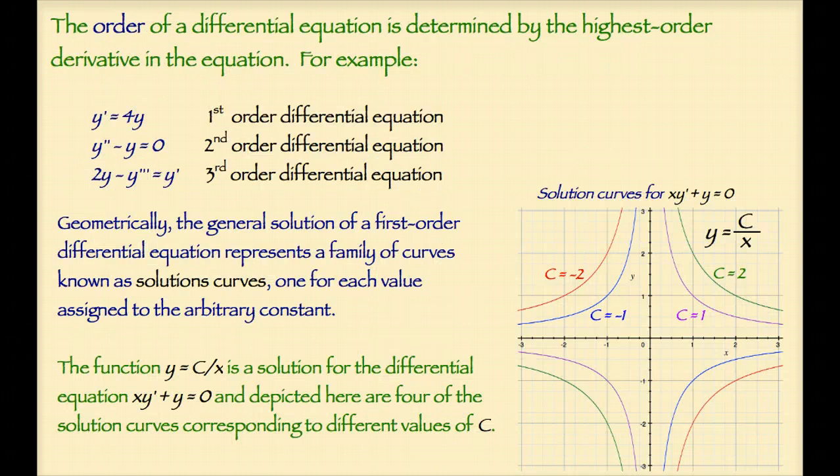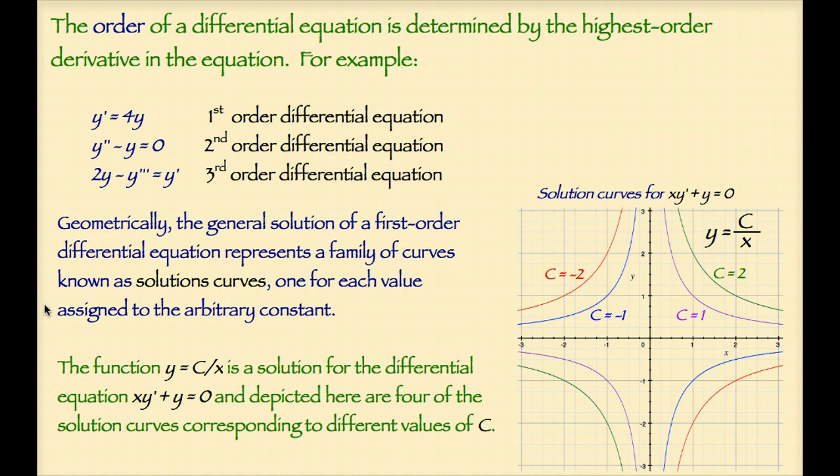The order of a differential equation is determined by the highest order derivative in the equation. For example, y prime equals 4y is a first order differential equation, since the highest derivative in the equation is a first derivative. Y double prime minus y equals 0 is a second order differential equation, since the highest derivative in the equation is a second derivative. 2y minus y triple prime equals y prime is a third order differential equation, since the highest derivative in the equation is a third derivative.